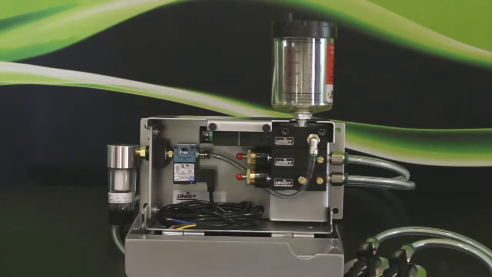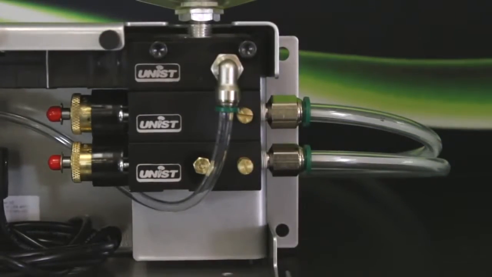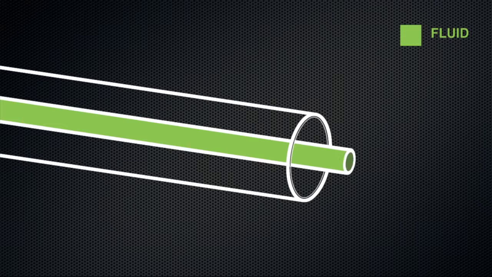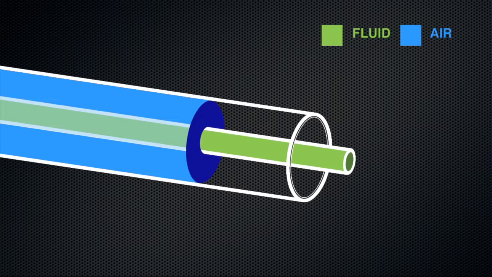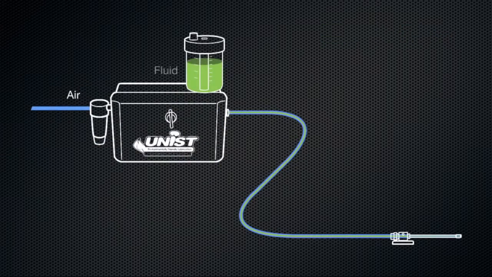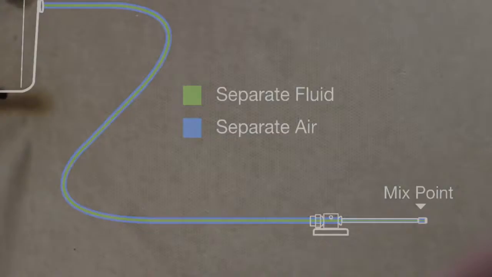Sure. Dual channel systems like this one here feature a hose within a hose delivery method. And if we take a closer look, you can see that there's an intercapillary hose that delivers the oil and an outer hose that delivers the air. And the air and fluid stay completely separate until right at the tip of the nozzle where they mix. Keeping air and fluid separate has several benefits, John.